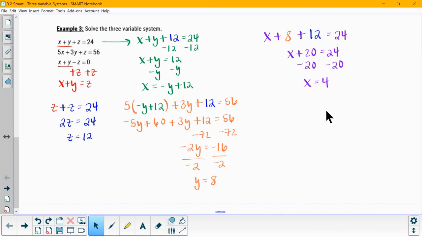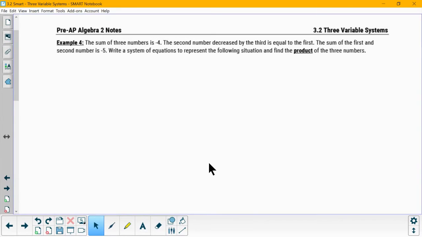And now my final answer is going to be 4, 8, 12, an ordered triplet. Now moving on to writing equations and solving them from word problems. So I have example 4.